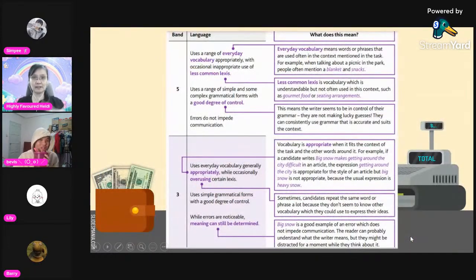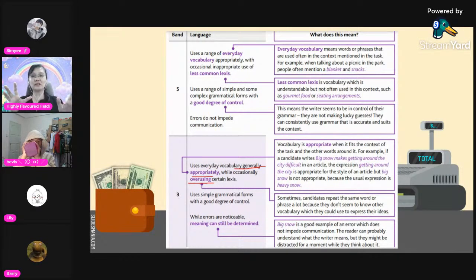This one is about language. The teacher already kindly touched on both. Language basically is focused on vocabulary. When I grade for B1, I definitely look at the vocabulary first. Vocabulary will be generally appropriate, with occasional overuse of words. Keep on, for example, happy, happy, happy, sad, sad, sad, excited, excited. It's just the very normal ones.